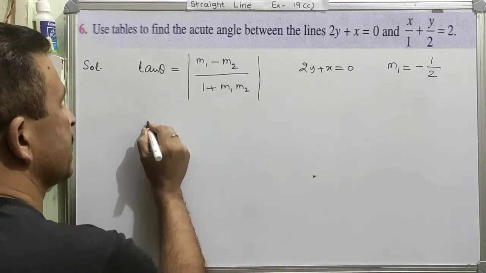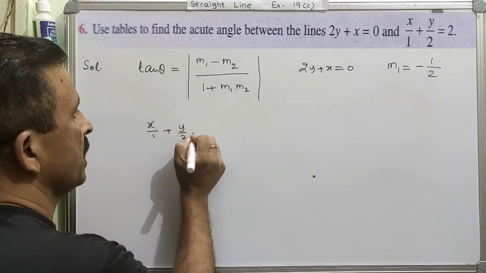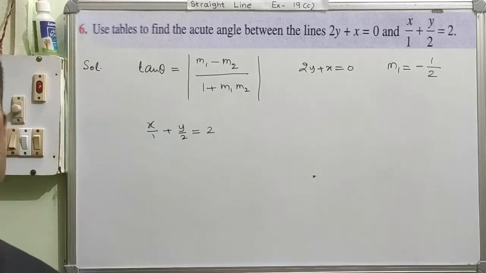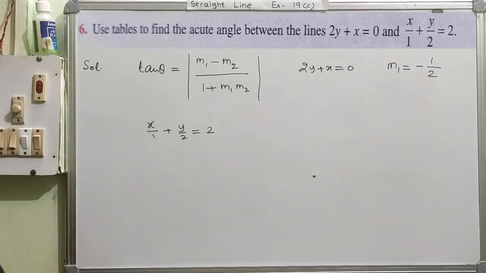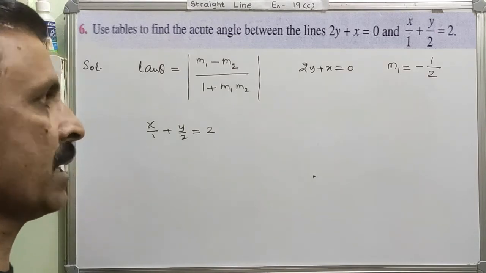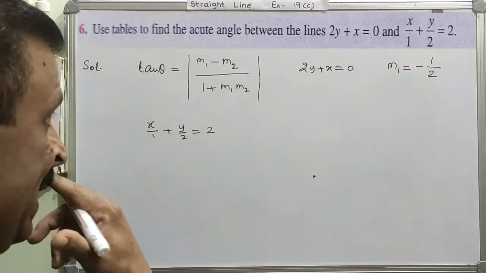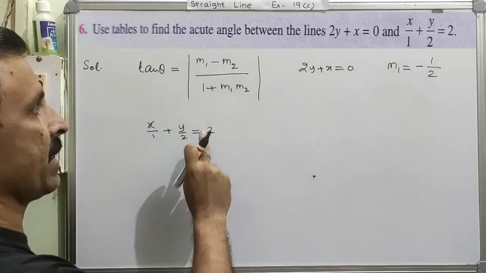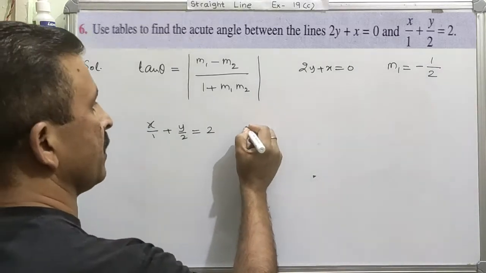The second line is x over 1 plus y over 2 is equal to 2. This is the equation in the intercept form. So this we need to simplify. We need to either write this in the slope and y-intercept form, or we can write this in the general form and then extract the slope. So we are going to simplify this and write this in the form of a general equation.